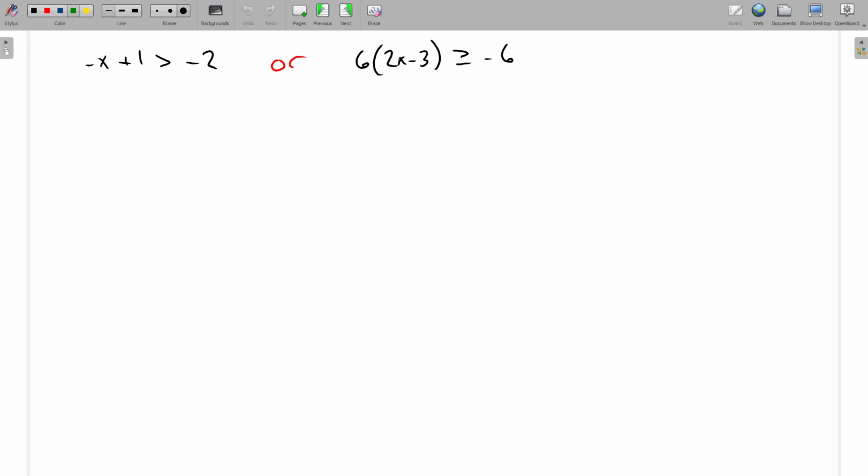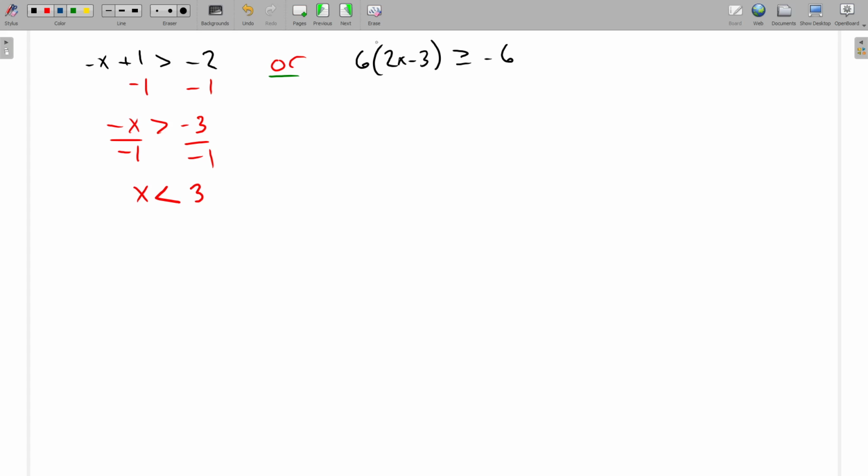Let's look at a third and final example, another OR statement. So we're going to start exactly like we have been, isolating the x. So I subtract 1 from both sides, leaving me with negative x is greater than negative 3. And then I need to get rid of this negative in front of the x, and we do that by dividing by negative 1. And we know that when we divide or multiply by a negative number, the inequality sign needs to change from greater than to less than. So we have x is less than positive 3.